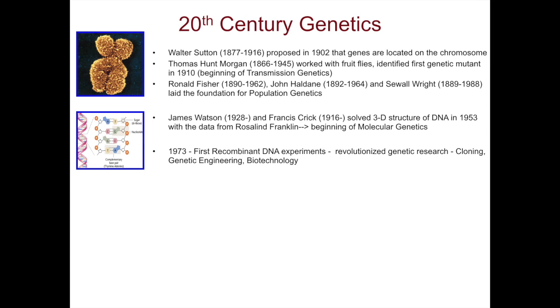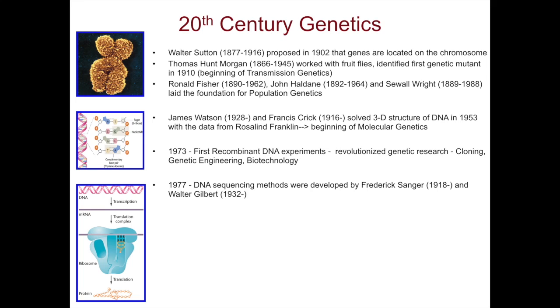By the 70s, the first recombinant DNA experiments were performed, and these revolutionized genetic research and allowed for cloning, genetic engineering, and many other techniques that are used today in biotechnology. By 1977, DNA sequencing methods were developed by Frederick Sanger and Walter Gilbert. This allowed us to decode the sequence of genes for the first time. The central dogma of molecular biology was becoming more clear. DNA is transcribed into mRNA, which is then translated at the ribosome to become proteins.